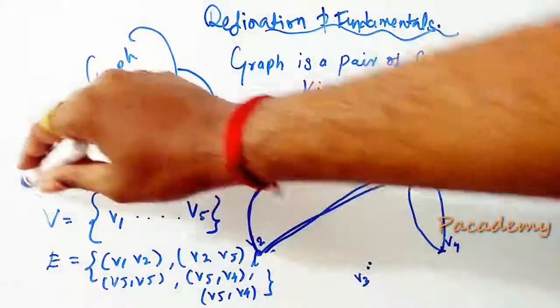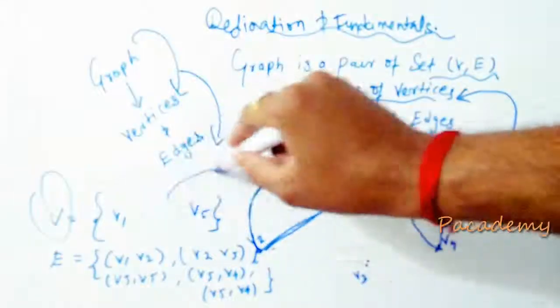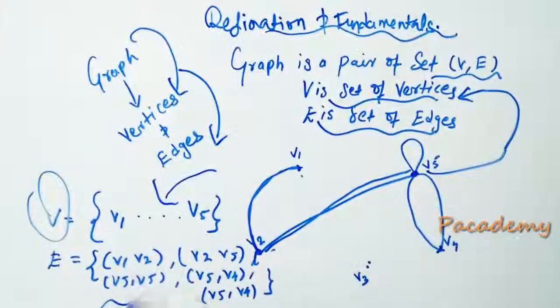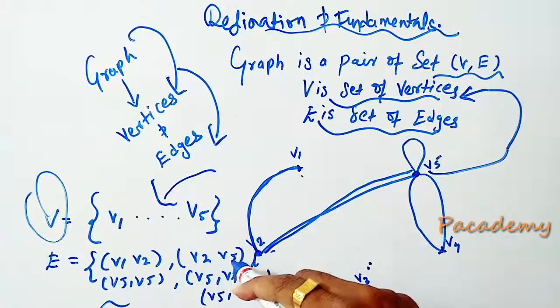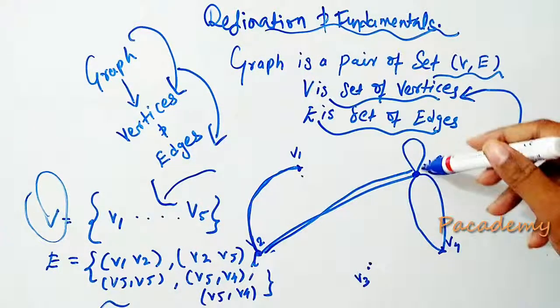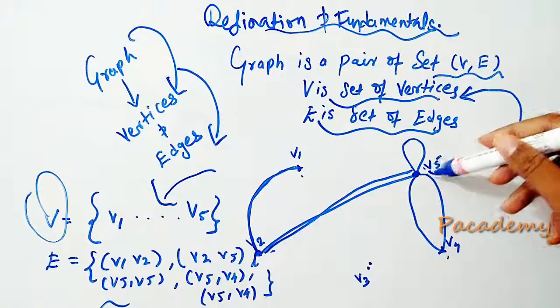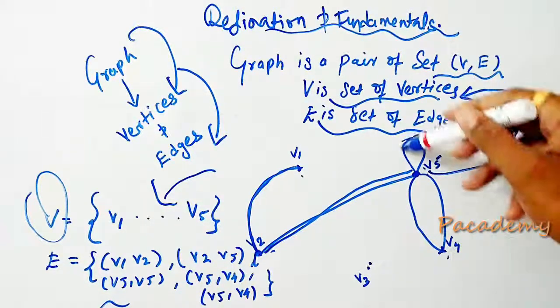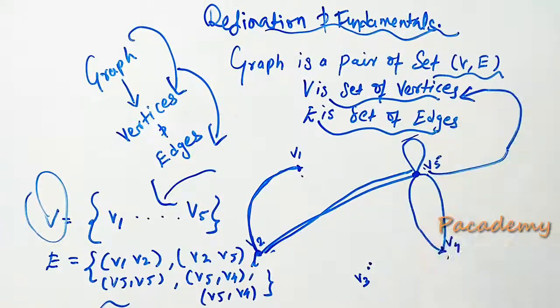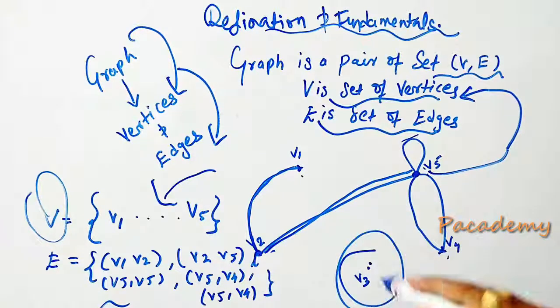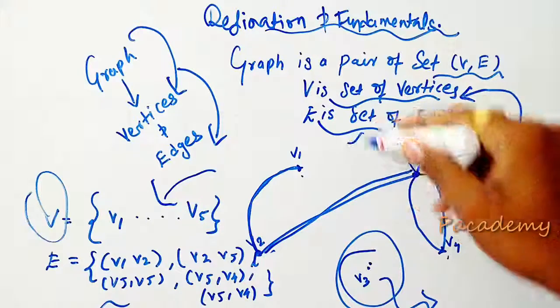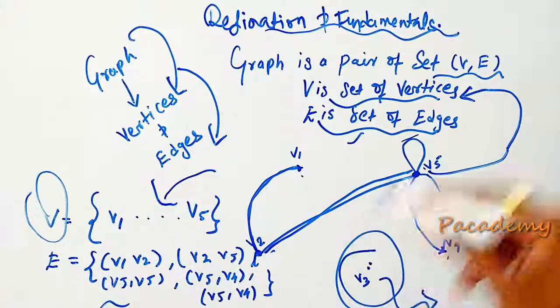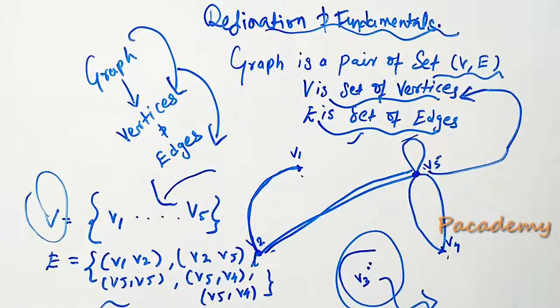So the vertices of the V set of the graph form V1 to V5 and the edges form V1, V2, then V2, V5, V5, V4, again V5, V4, and there is a V5 that forms a loop, so V5, V5. So V3 is not linked to any edge as it is not connected to any of the other vertices.